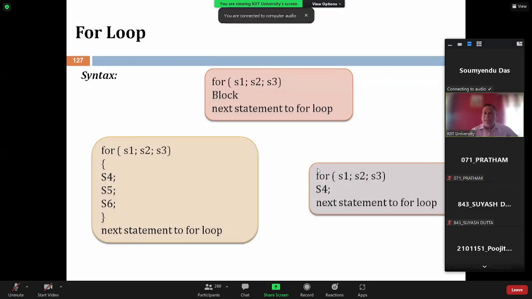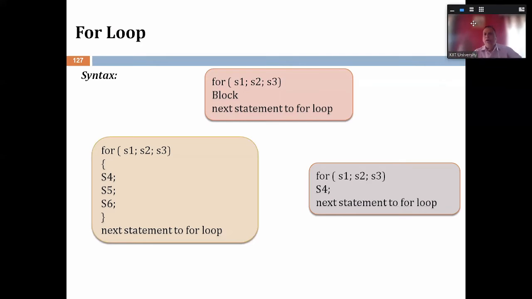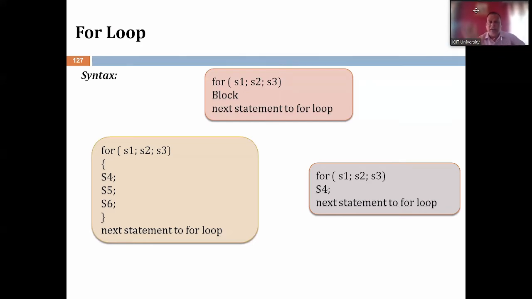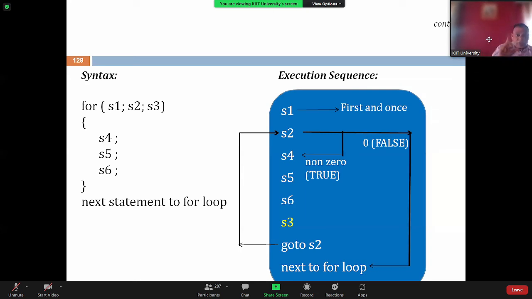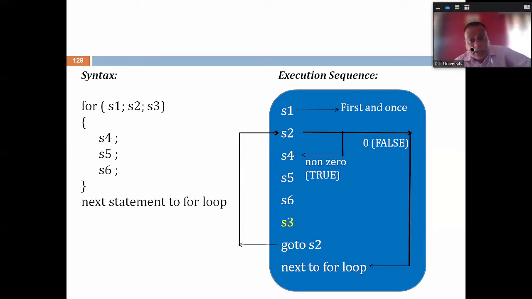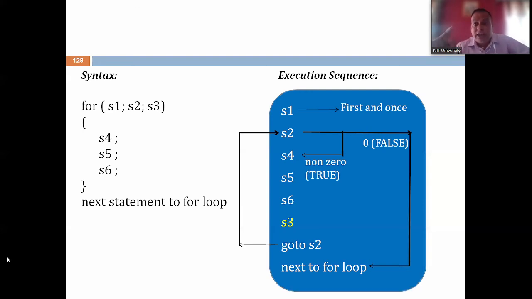The examples could be like this. As I told, if we have a group of statements to be executed repeatedly, I'll write them inside curly braces. If I have only one statement, no need to put the curly braces. Now coming to the sequence of execution, try to understand this. When we come to the for loop, statement S1 will be executed first and only once.